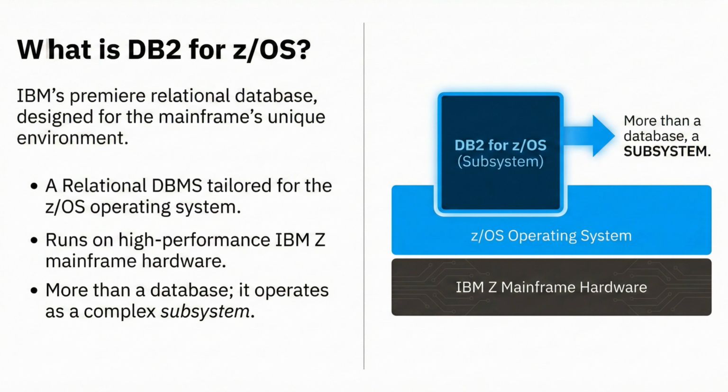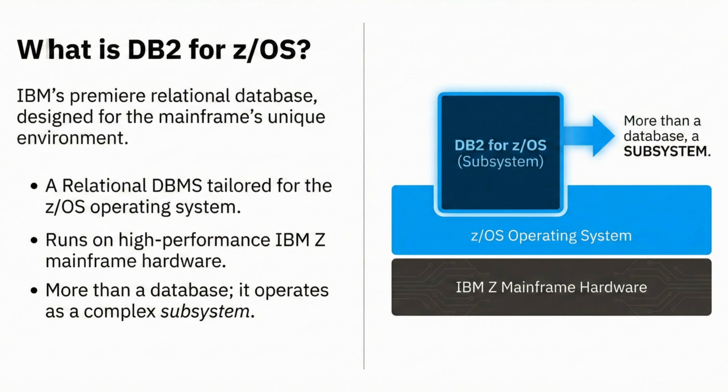Let's begin with the basics. What exactly is DB2 for z/OS? In our previous video, we defined a DBMS as software that manages data. DB2 for z/OS is IBM's relational database built specifically for the z/OS operating system, which runs on IBM Z mainframe hardware. But calling it just a database is a bit of an understatement.